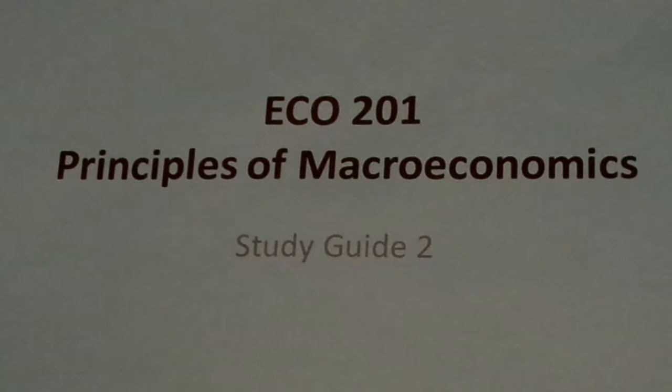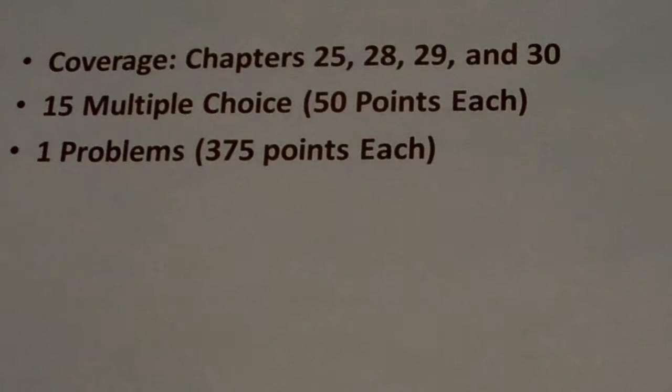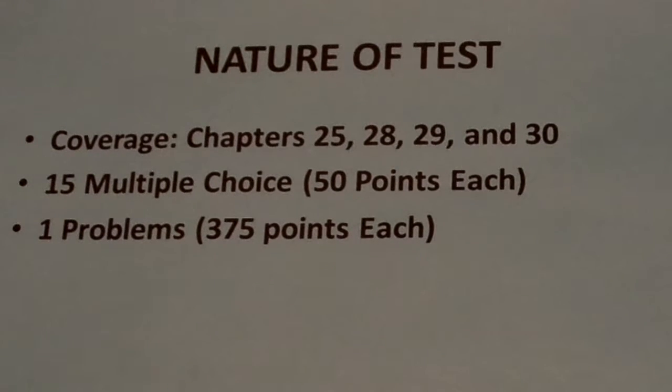Well, let's talk about our study guide for Test 2 in Economics 201, Principles of Macroeconomics. The nature of this test is that it covers chapters 25, 28, 29, and 30. Remember, chapter 26 we're completely cutting out of the semester, and chapter 27 we'll talk about at a later time.